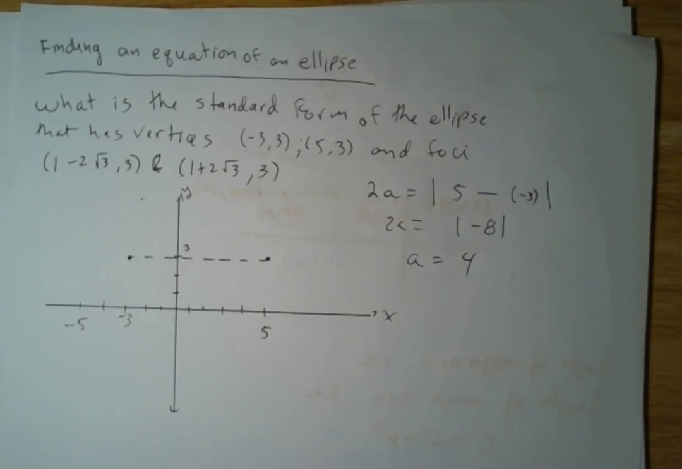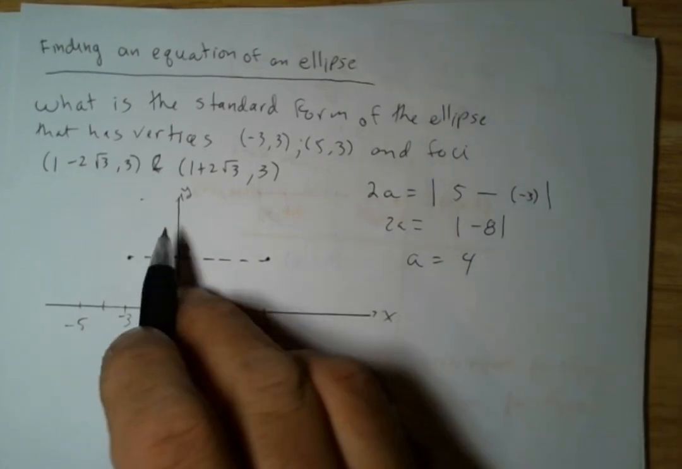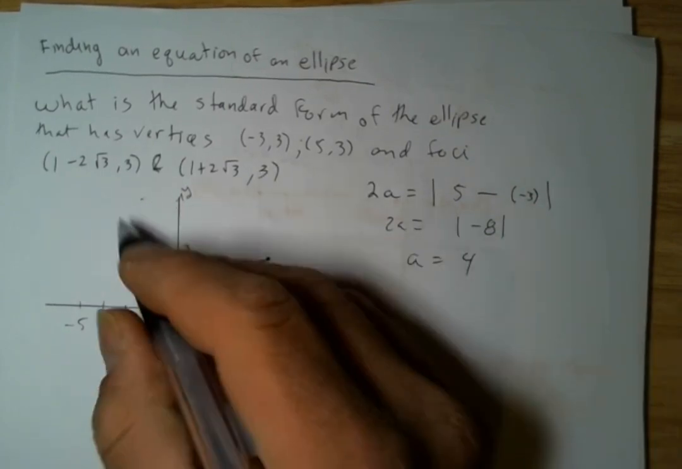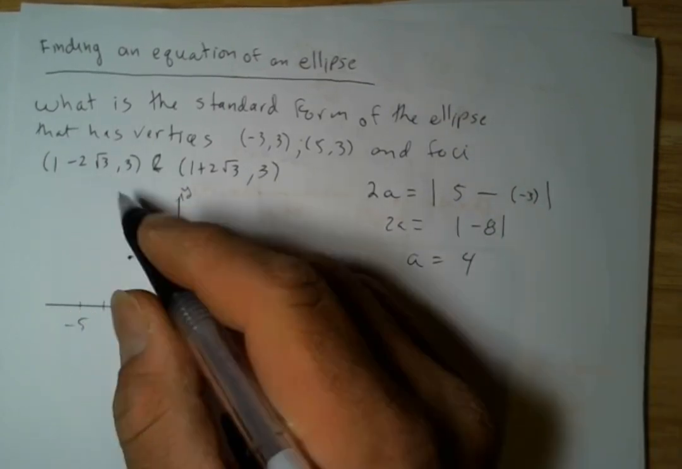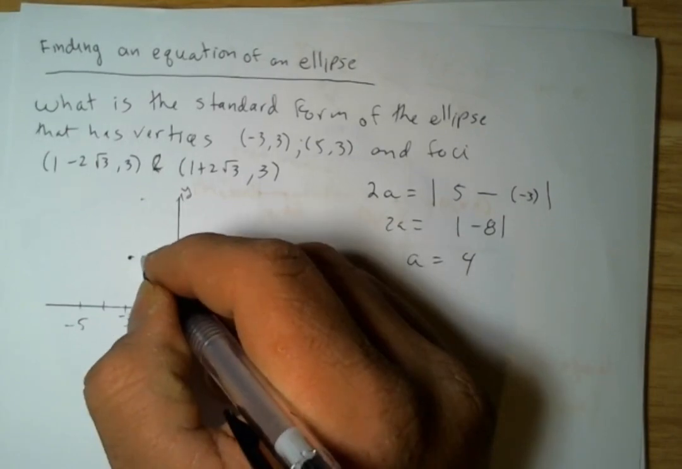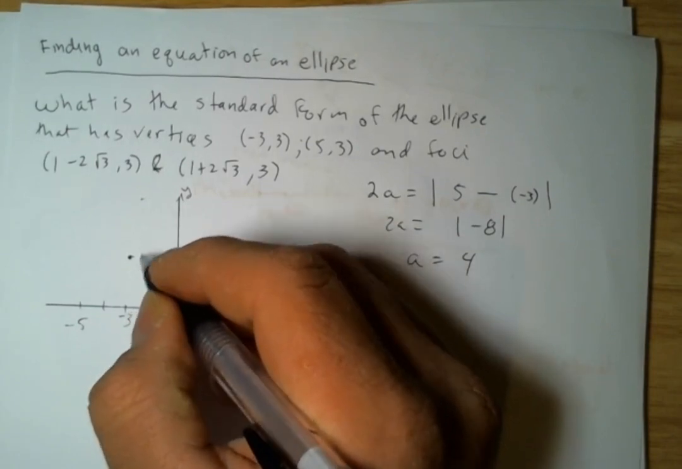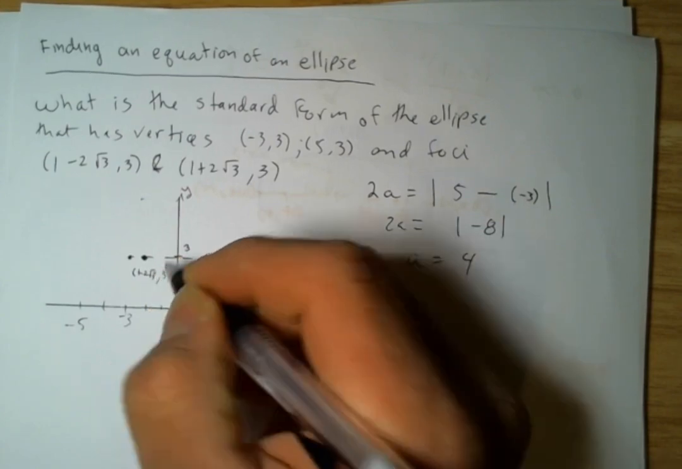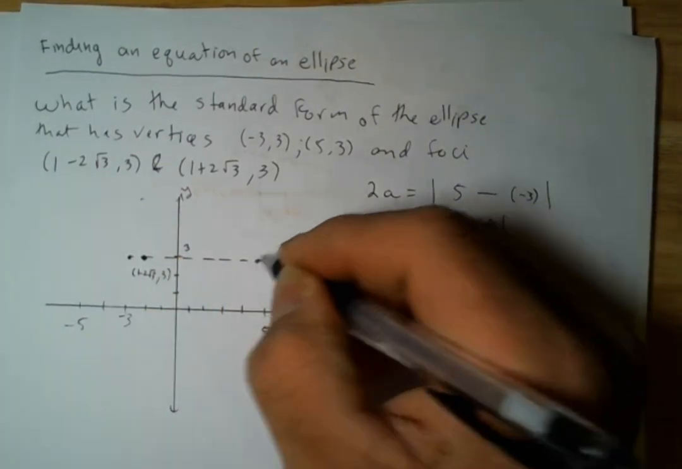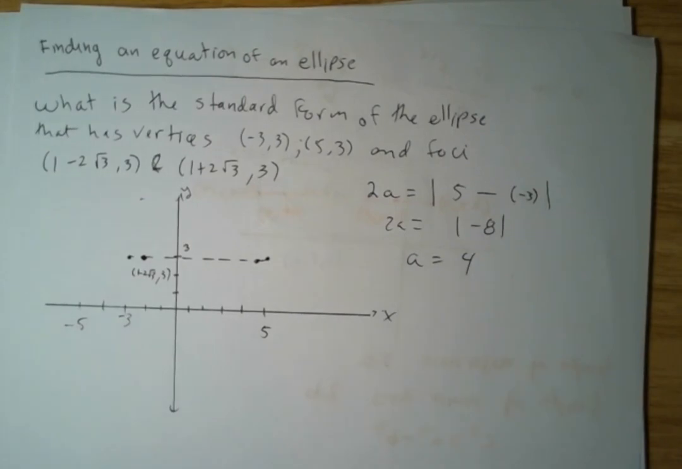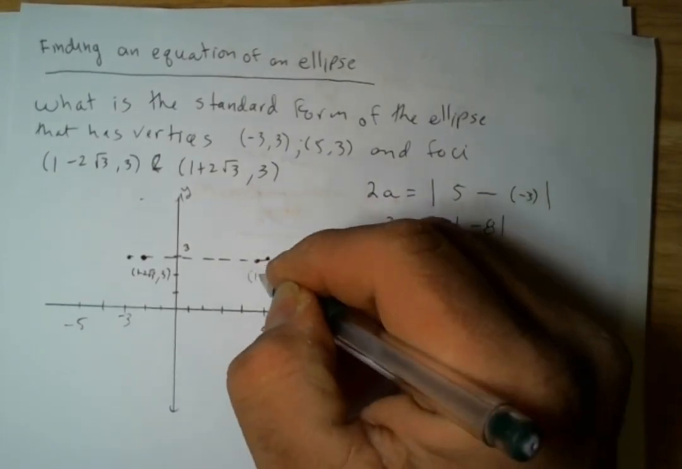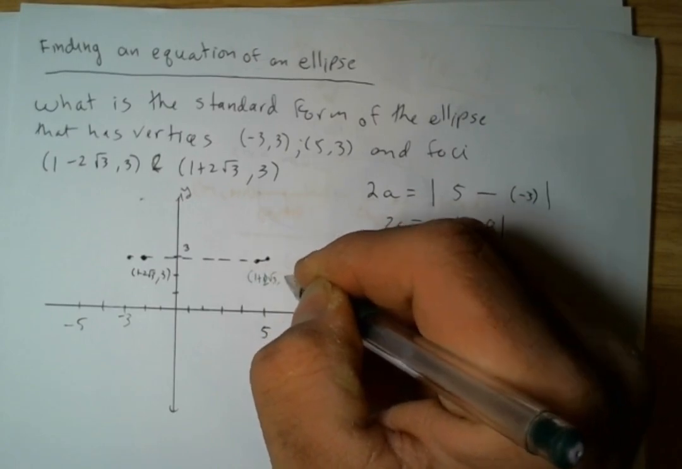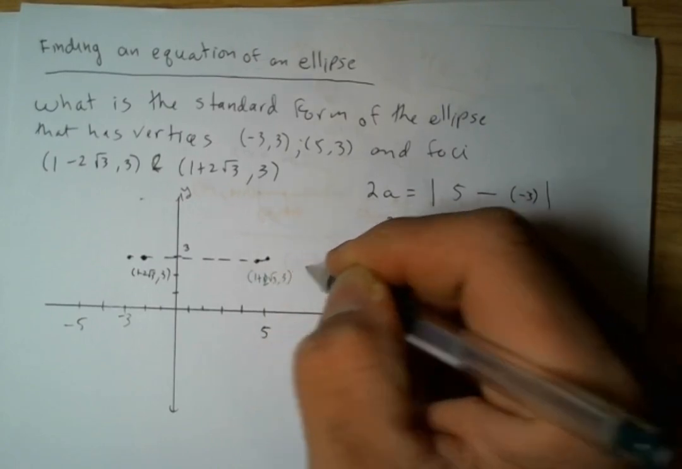Now these foci are somewhere along here. This is (1 - 2√3, 3), and again I'm just estimating where they are. This is mainly just for me. I like to make sure that I know what I'm looking at here.